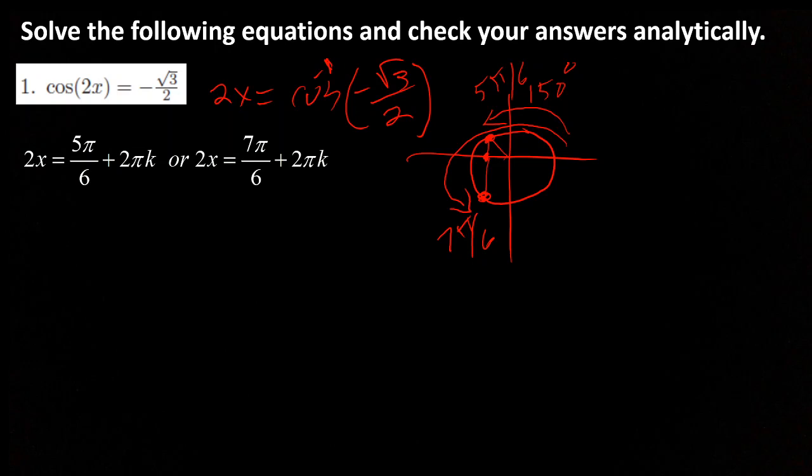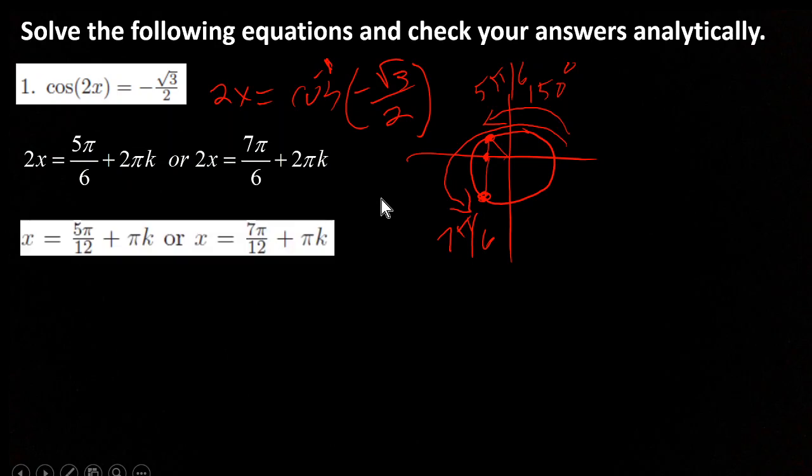So the two solutions are 2x equals 5 pi over 6 and 2x equals 7 pi over 6. And then we have to add 2k pi. But we didn't want 2x, we want x, so we divide by 2 and we find the final answer to be that. So these are all the solutions of this equation.